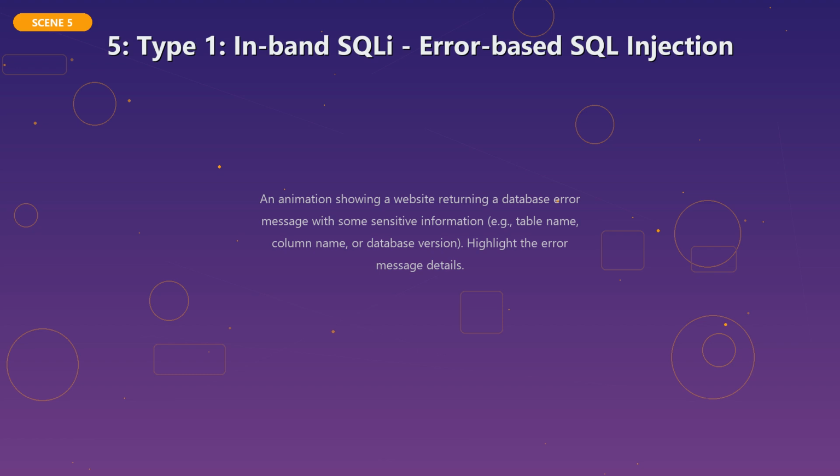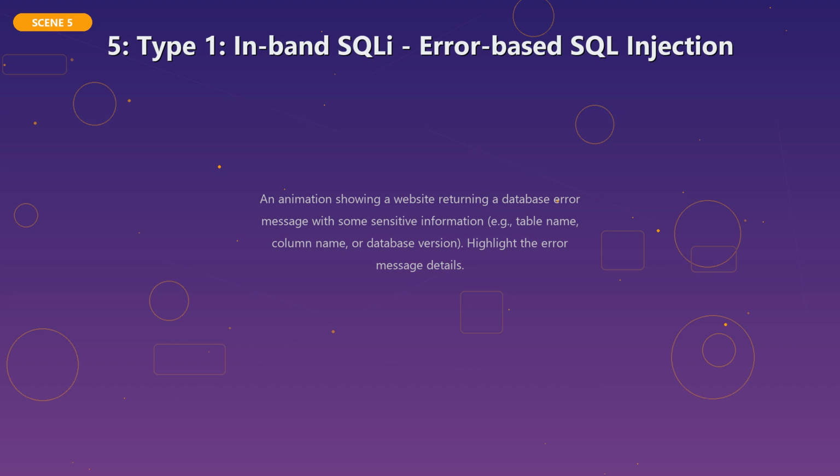Within in-band SQL injection, one common type is error-based SQL injection. This occurs when an attacker intentionally triggers database error messages to extract information. Many database systems, when encountering an invalid or malformed SQL query, will return an error message containing diagnostic information. If the web application is not configured to suppress or sanitize these error messages before displaying them to the user, an attacker can leverage this verbose output.